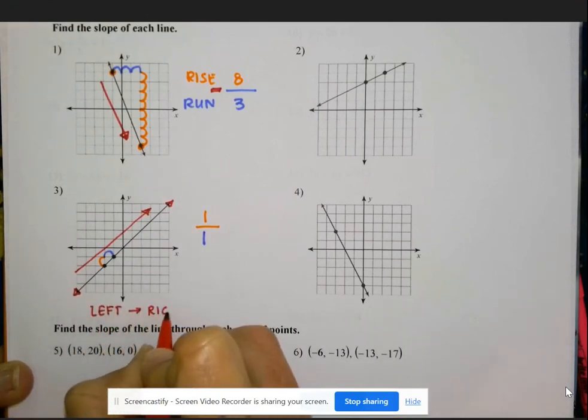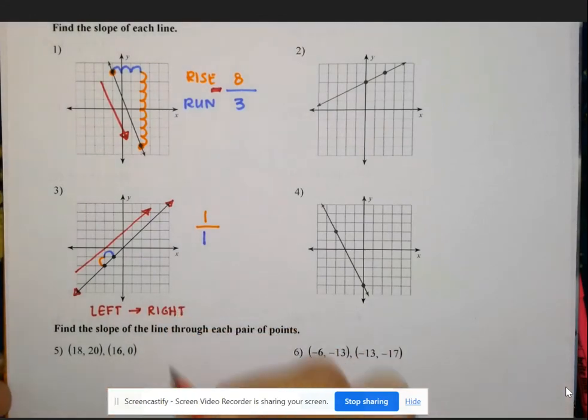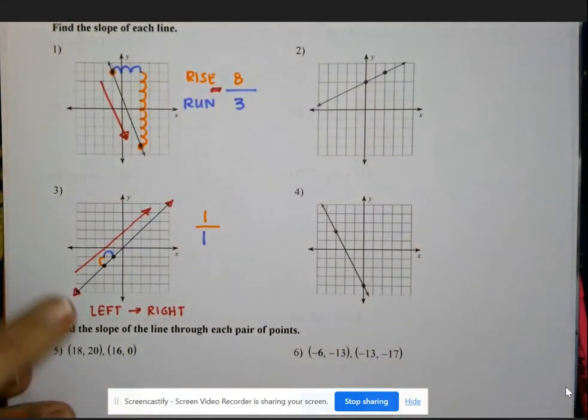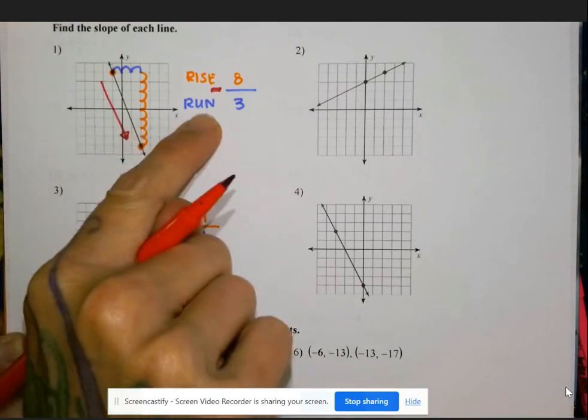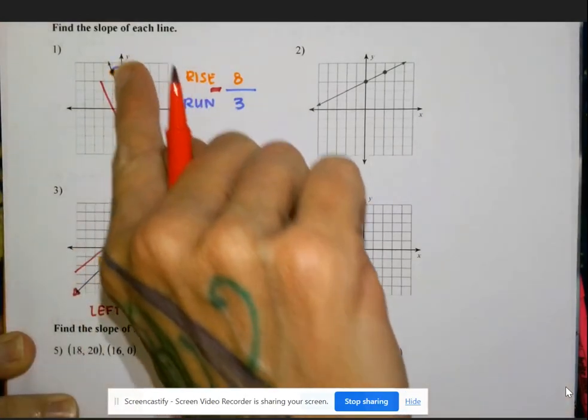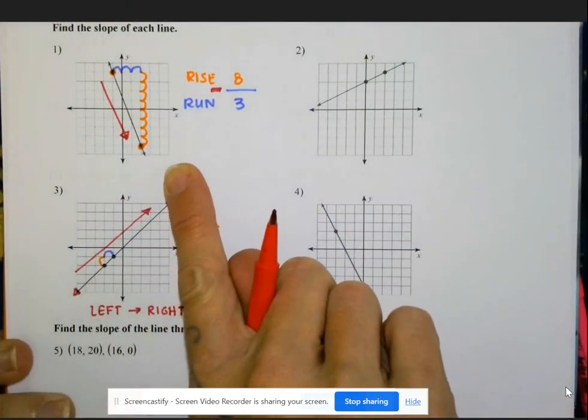Is it increasing or is it decreasing? The mathy sentence way to say it is as x increases, and that means working towards a positive, then y is going to increase for a positive line. As x increases, so left or right, y will decrease in value for a negative line.